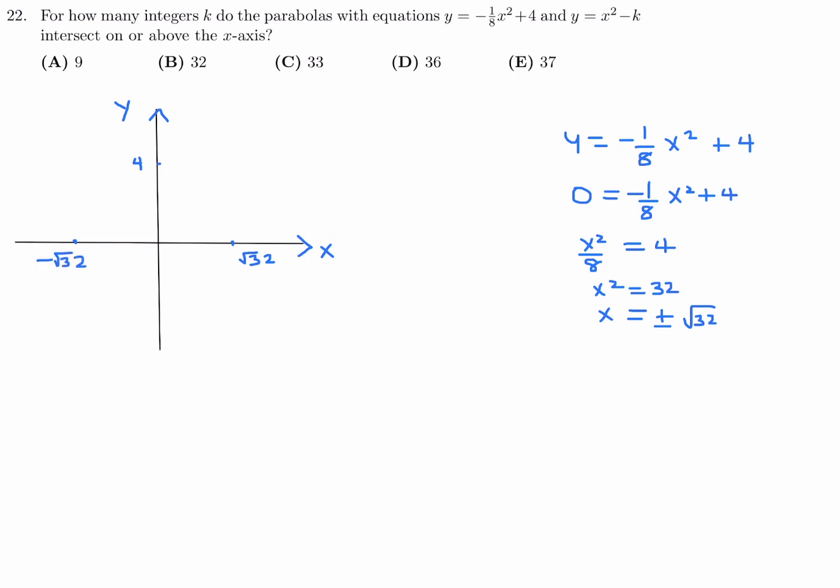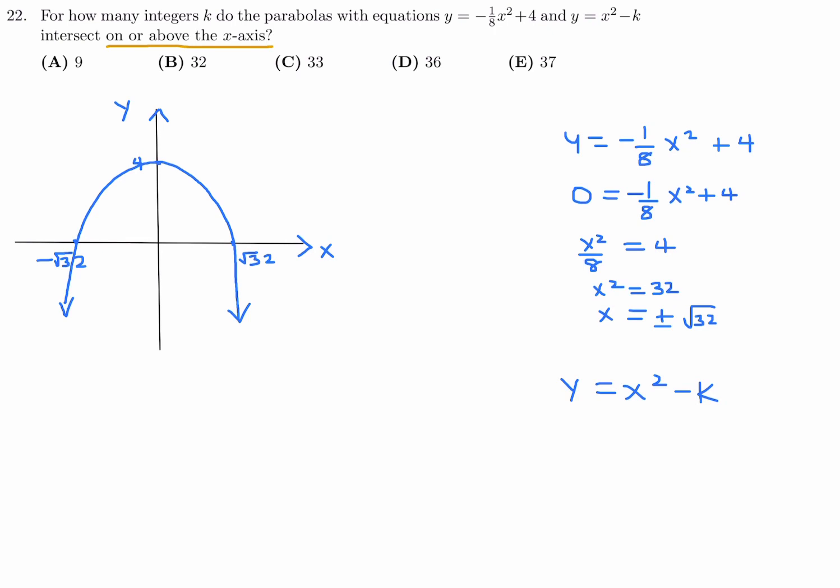Now, this parabola, therefore, is going to look something like this, right? Like that. Now, we've got another one right here, which is y is equal to x squared minus k. Now, this parabola is going to point upward because the coefficient is 1 and positive 1. But then I've got this minus k. So I'm not sure where that k is. I don't know what the value of k is. So the only thing I know is that this parabola looks something like this. And the key is right here. On or above the x-axis is where they need to intersect.